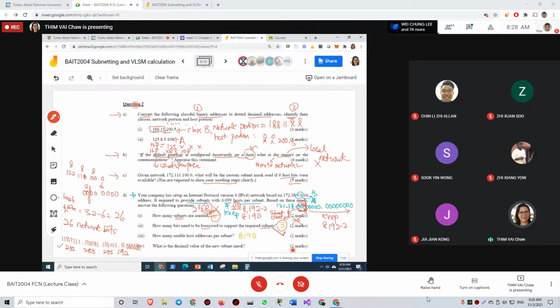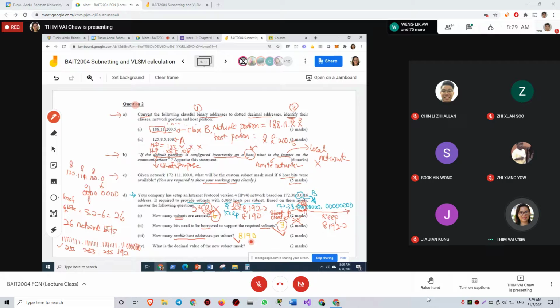The answer here is correct. So how many usable host addresses per subnet? Because here it is talking about usable host addresses, therefore I need to use 8192 minus 2, to become 8190. Yes, this answer is correct.